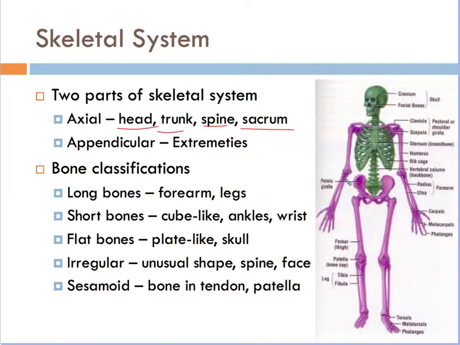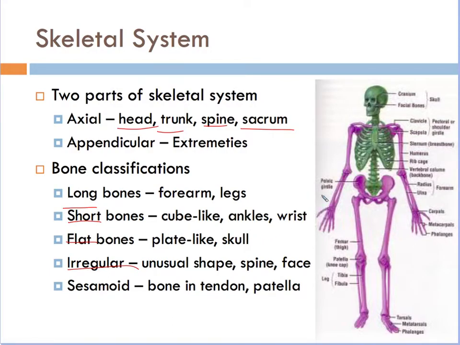Within this, we have different kinds of bones, and there are 5 of those. We have long bones, short bones, flat bones, irregular bones, and sesamoid bones. So long bones would be like your arms and legs. So your forearms, your upper arms, and your legs as well. Tibia, fibula, and femur.